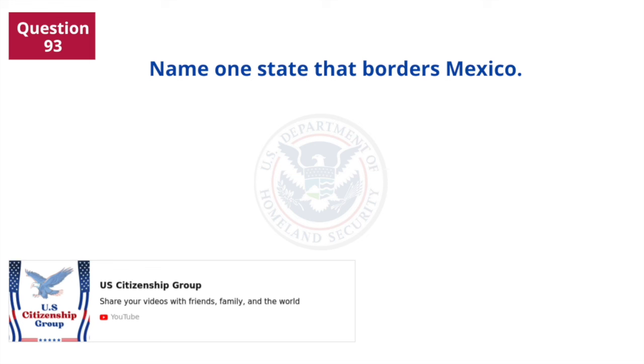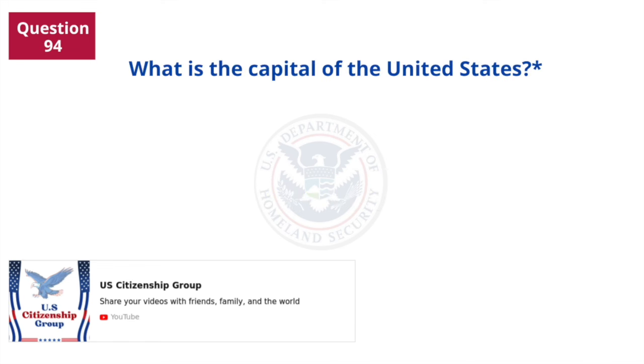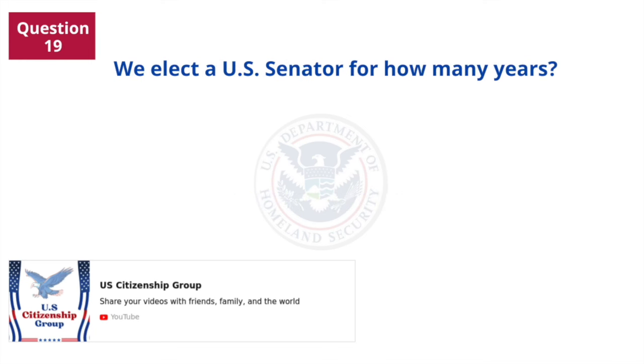Name one state that borders Mexico. California. Name one war fought by the United States in the 1900s. World War I. What is the capital of the United States? Washington, D.C. We elect a U.S. Senator for how many years? 6.